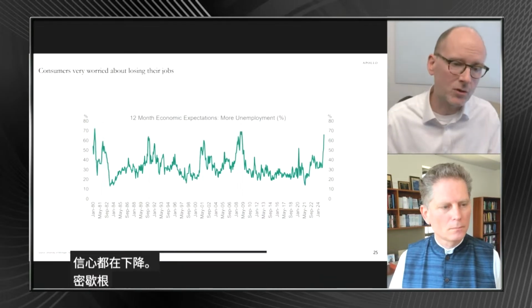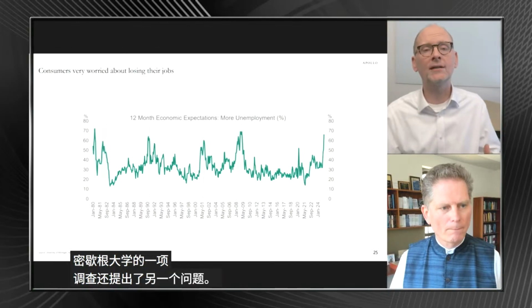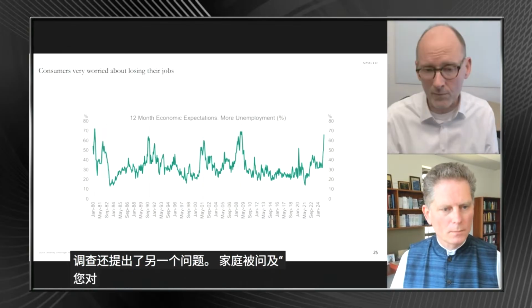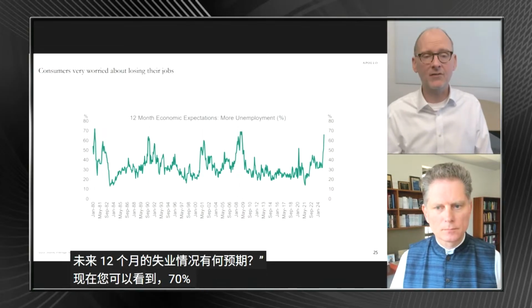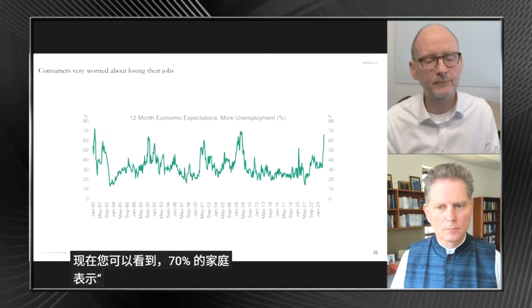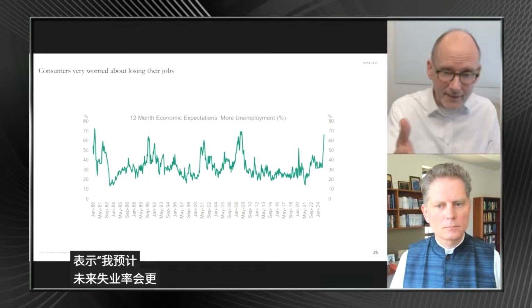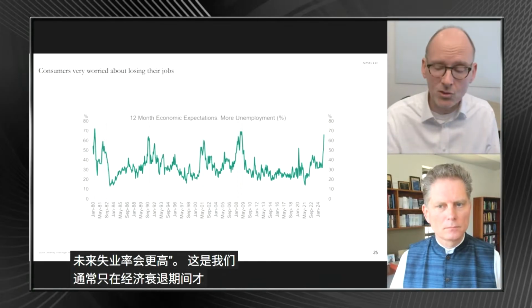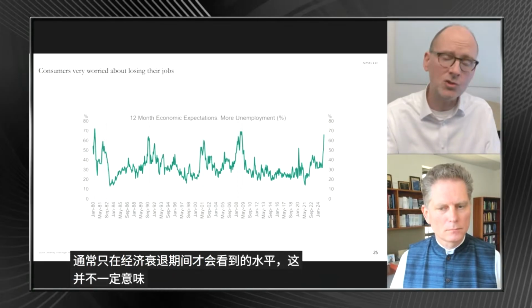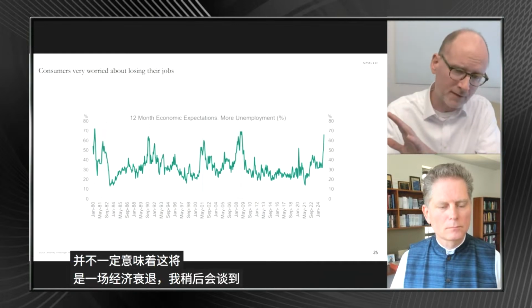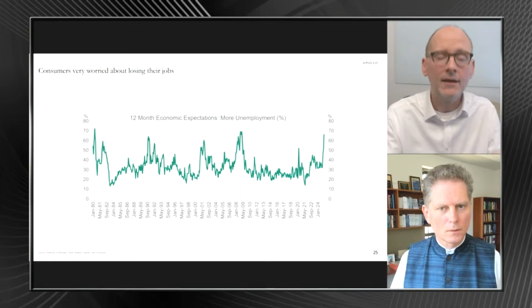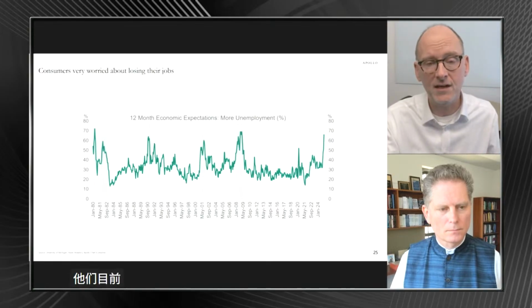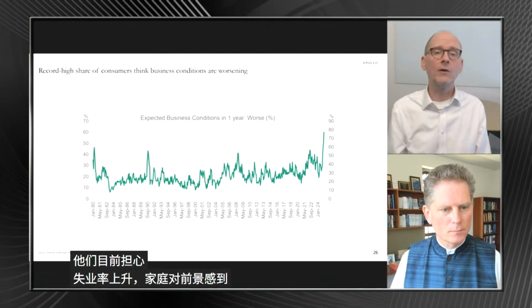And there's another question from the University of Michigan survey where households are asked, what are your expectations for unemployment going forward over the next 12 months? And you can see now 70% of households are saying, I expect higher unemployment going forward. That is a level that we only normally see during recessions. That's not necessarily to say that this will be a recession. I'll talk about that in a minute. But it is at least saying that households are getting quite worried about the outlook, given where their fears are at the moment about the unemployment rate going higher.